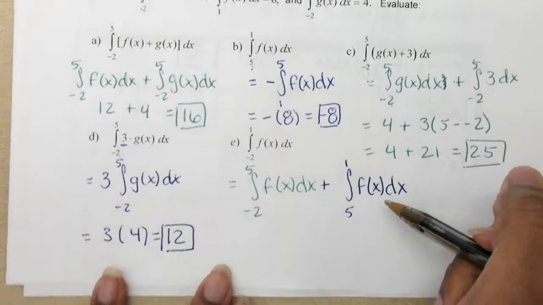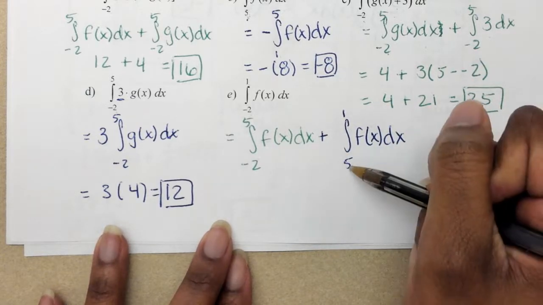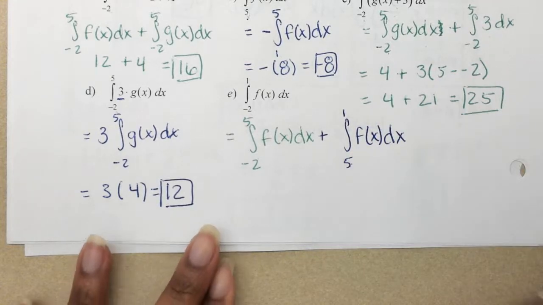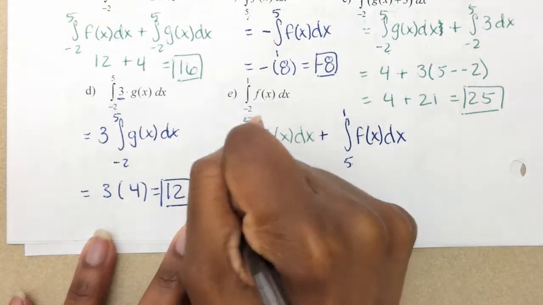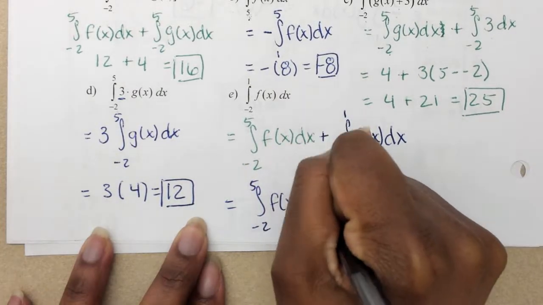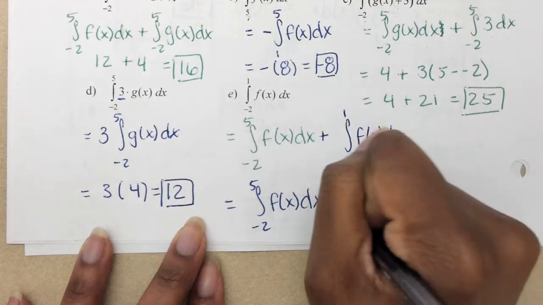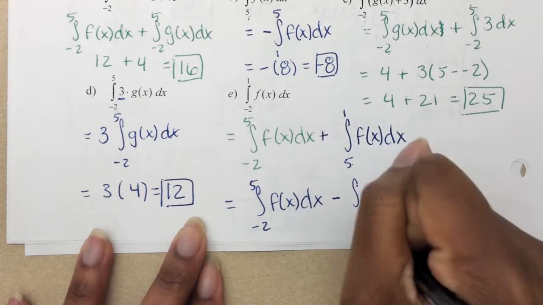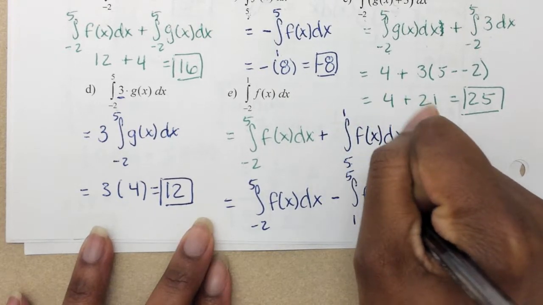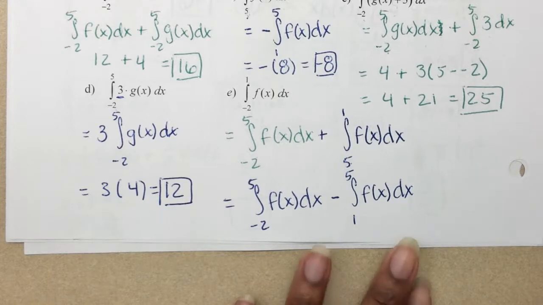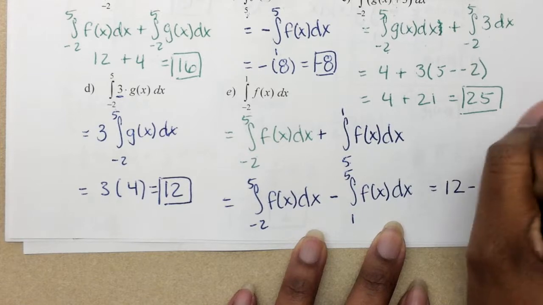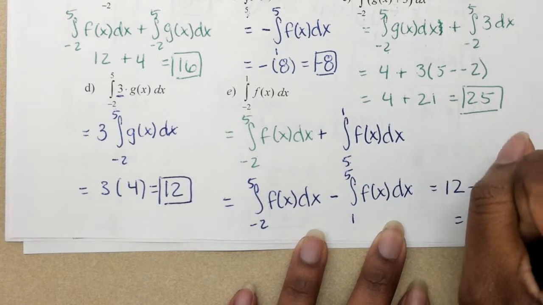Because we flipped this second integral and our bottom number is bigger than our top, we know that this is going to need to be a negative integral, an opposite integral. So we have the integral from -2 to 5 of f of x dx. And since this is going to be an opposite, we're going to subtract the integral from 1 to 5 of f of x dx. And that'll give us 12 minus 8, which is equal to 4.